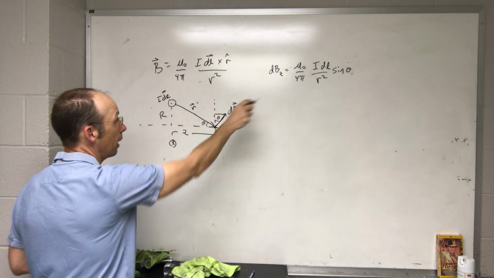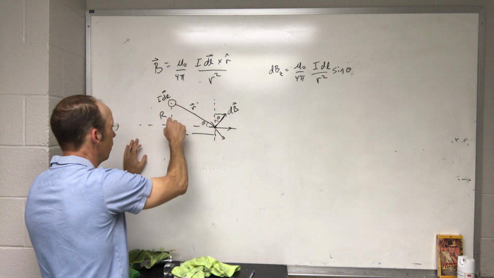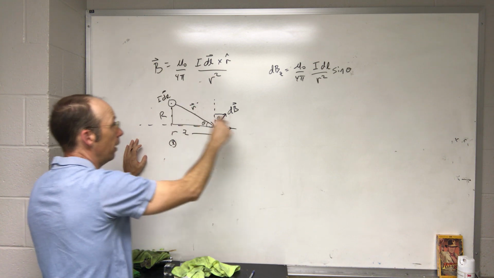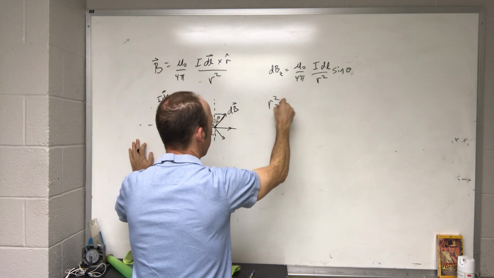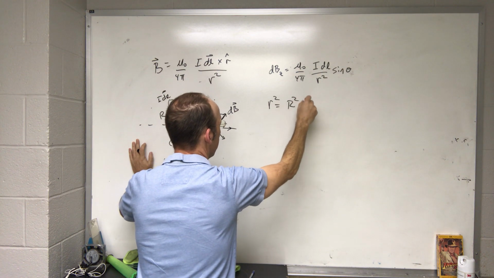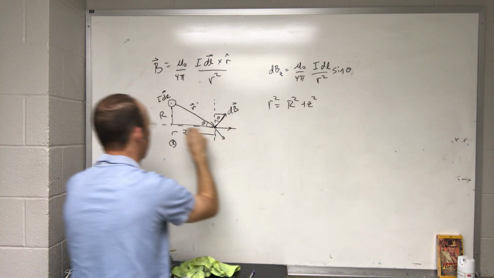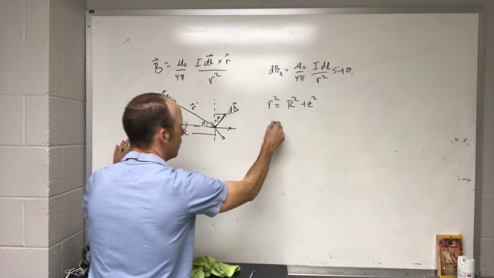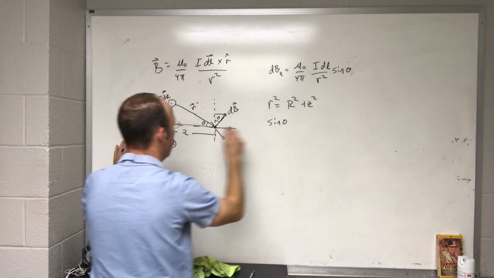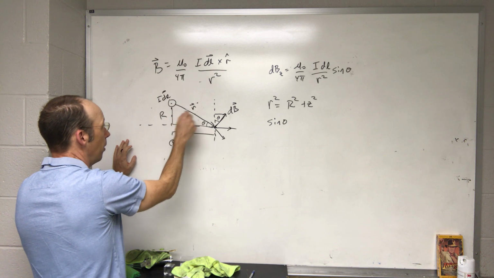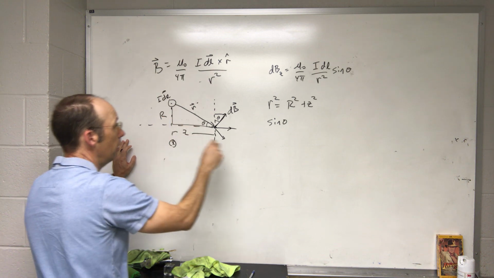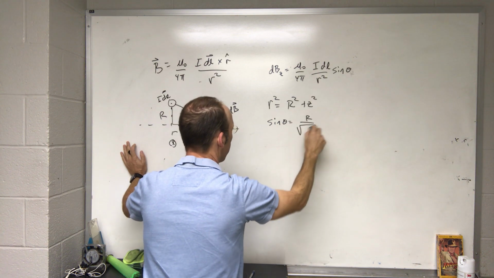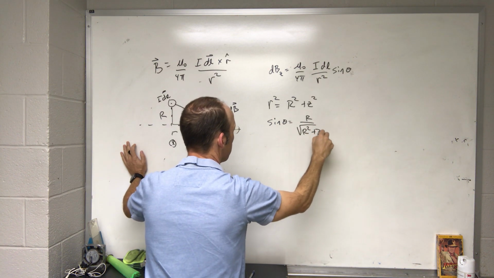So right here I can get this triangle. I know r squared is going to be big R squared plus Z squared, because it's a right triangle. I also know that sine theta is opposite over hypotenuse, so sine theta is going to be R over the square root of R squared plus Z squared.